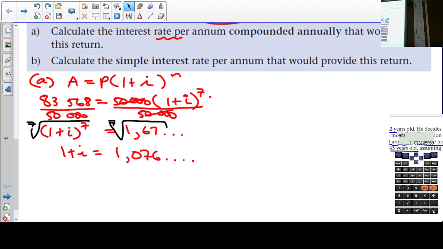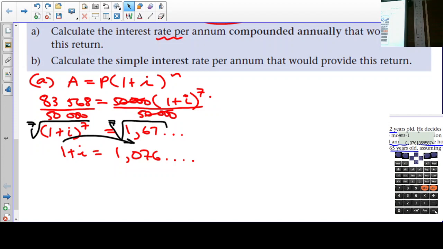So what do I do thereafter? The 1 over, so it becomes negative 1. So if I minus 1 from here, what do we get? 0,0761, and the number carries on. But that is your i value, not so? So what do I do thereafter?